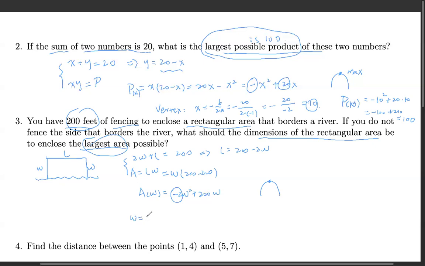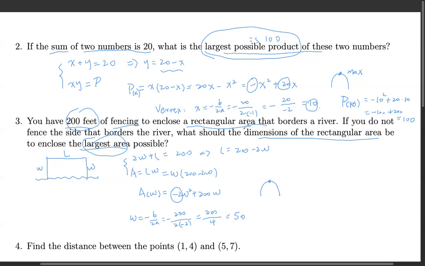Let's write W equals -b over 2a. b is the number before the variable W, which is 200, divided by 2 times a, where a is the number before W squared, which is -2. We have two negative signs in a division, so the negative becomes positive. We have 200 divided by 4. Well, 4 times 50 is 200, so the width is 50.